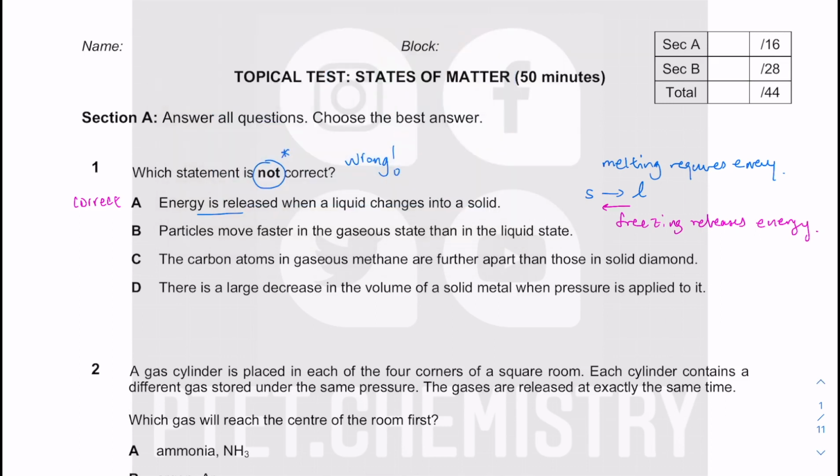Particles move faster in the gaseous state than liquid state because gaseous state has more kinetic energy, okay? And you get gaseous state at a higher temperature compared to the liquid anyway, all right?